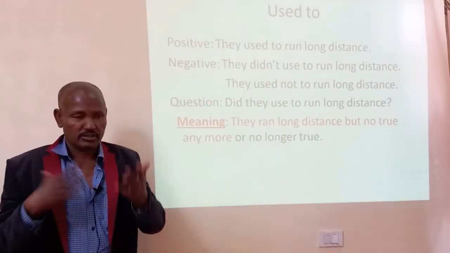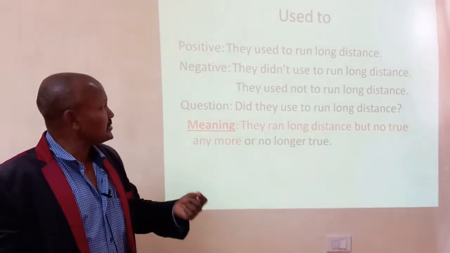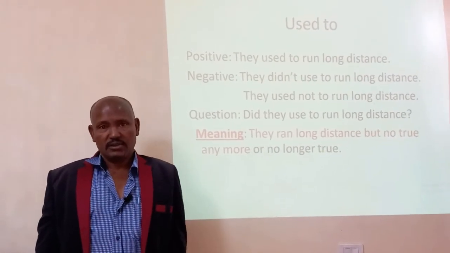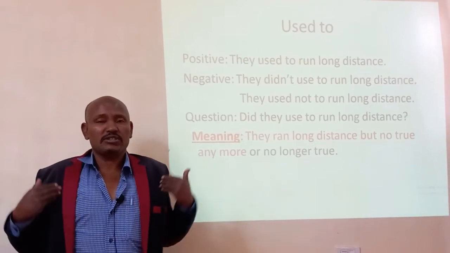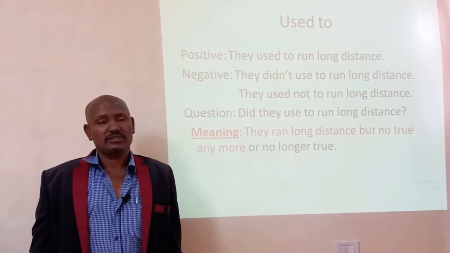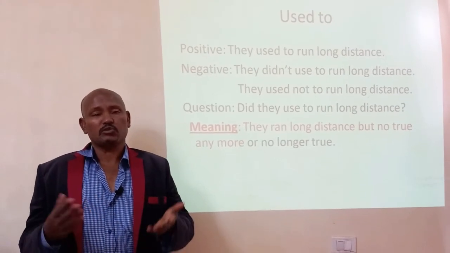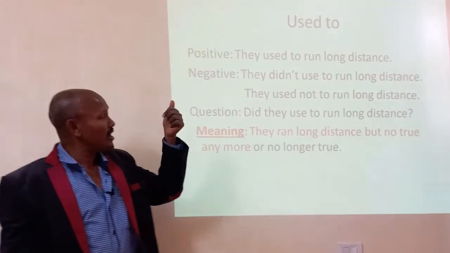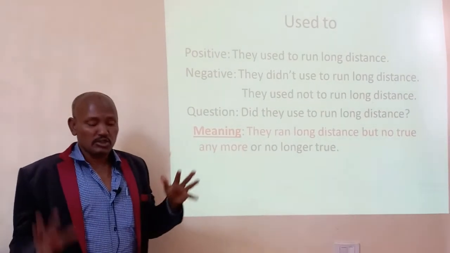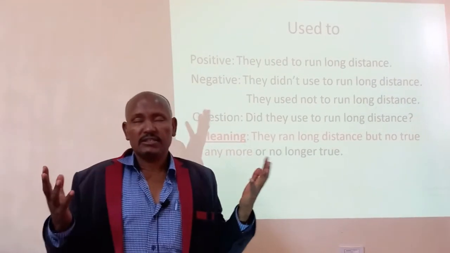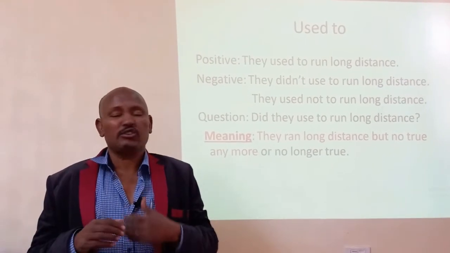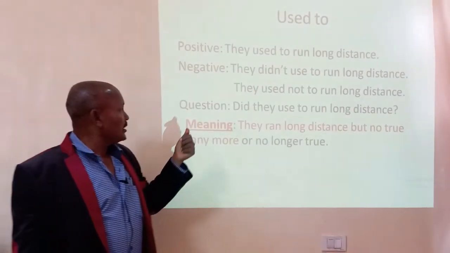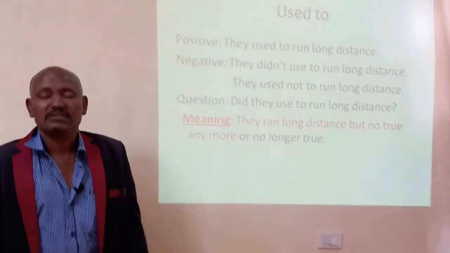Used to run long distances, and quite negative here: they didn't used to run long distances or they used not to run long distances in the past. They didn't used to run long distances means at the time being they run long distances. If I say they didn't run long distances before, it means now they do, so the meaning is the opposite of the first positive sentence. So when we talk about or think of used to, it means things that happened regularly in the past but not anymore. That is the correct use of used to.